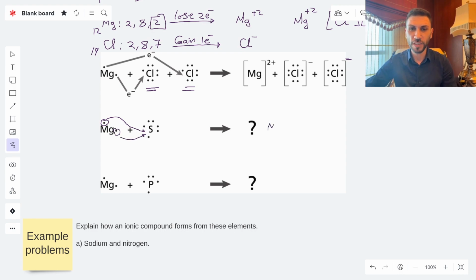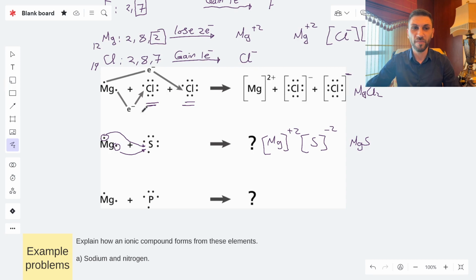That means Mg will be positive 2, and the sulfur will be negative 2. So the overall charge here is 0. So the compound should be MgS. But the compound here should be MgCl2. In another video, we're going to figure out a rule for how to write the ionic compounds. But always, as you can see, the positive is always written first on the left hand, and then the negative particle should be written on the right hand.